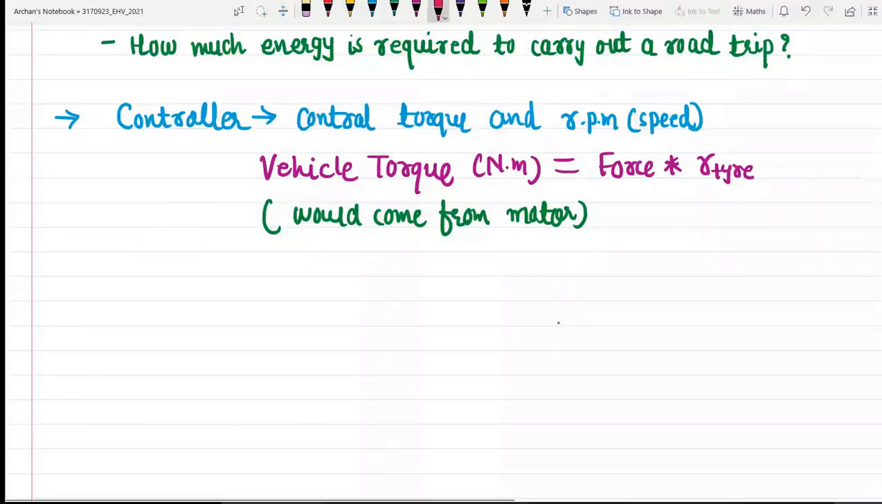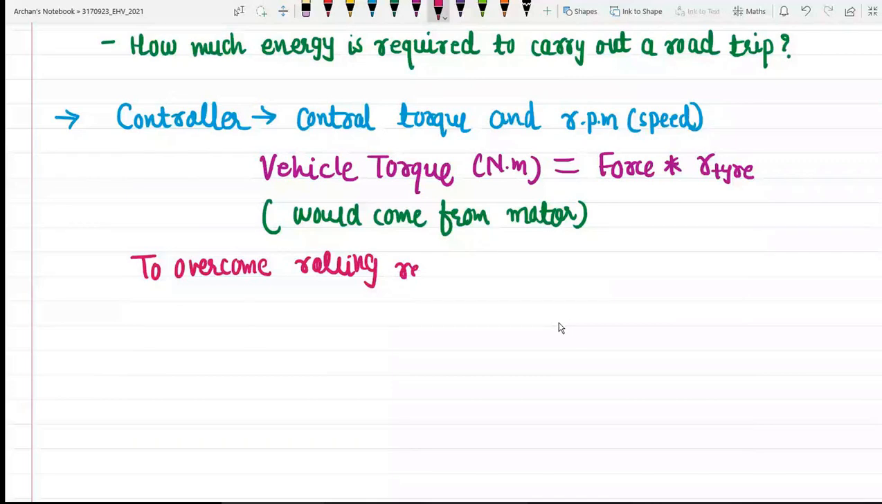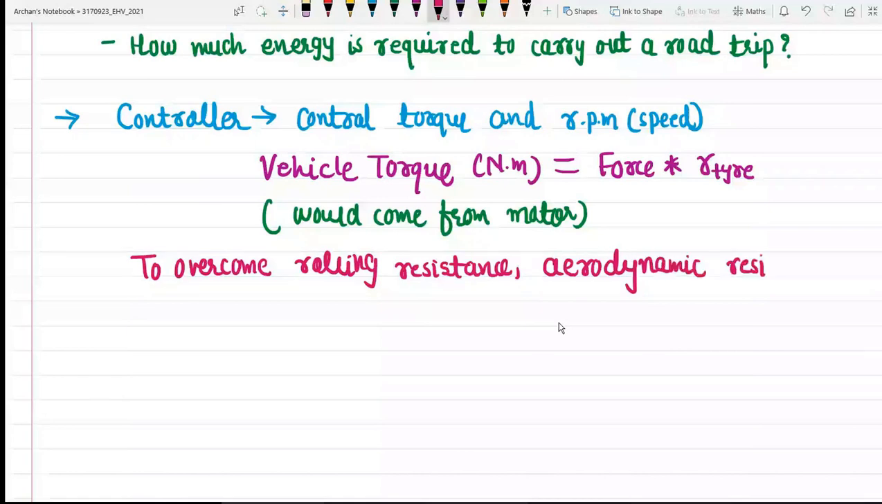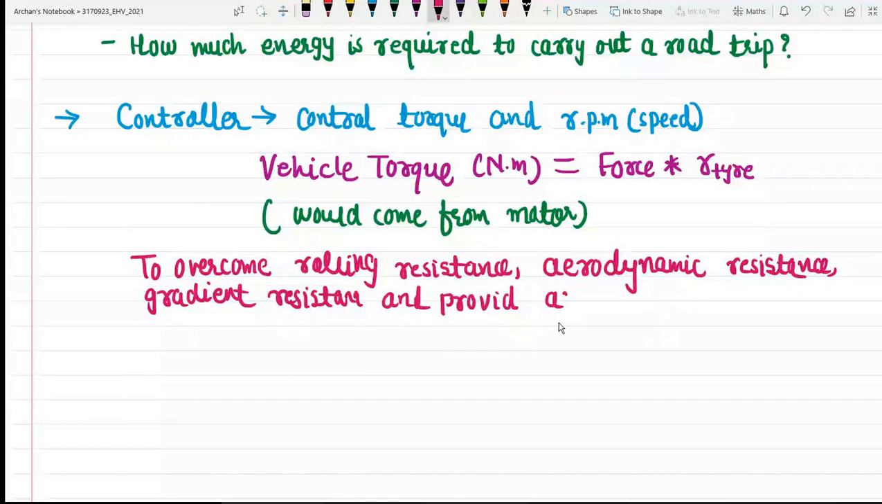and also it needs to provide the acceleration for the vehicle. Okay, so talking about this torque, it is to overcome rolling resistance, aerodynamic resistance, gradient resistance, and also it will provide acceleration, or you can say pickup, for the vehicle.